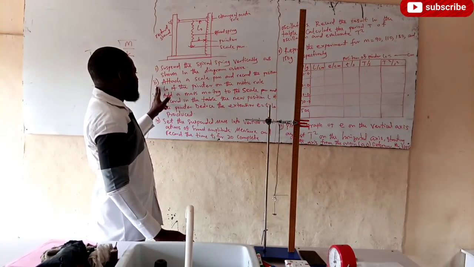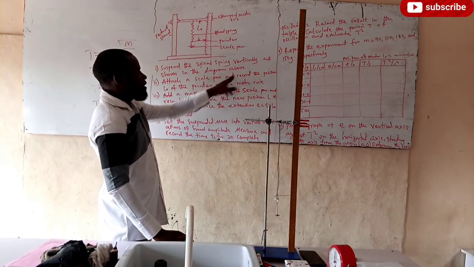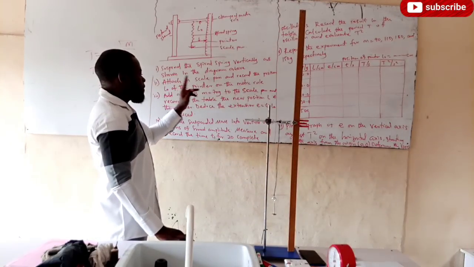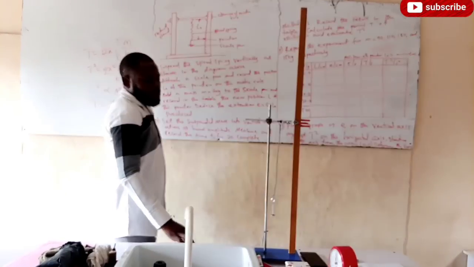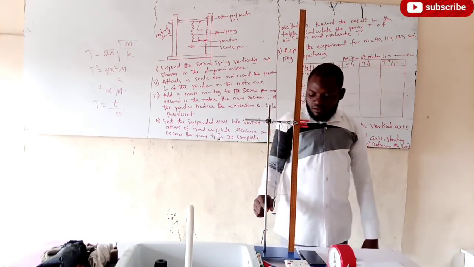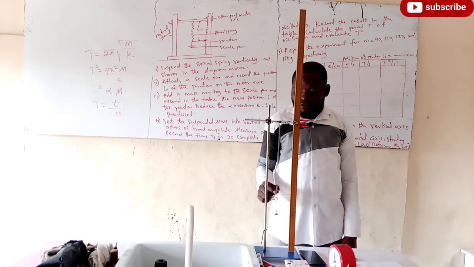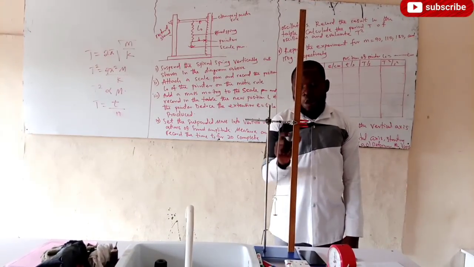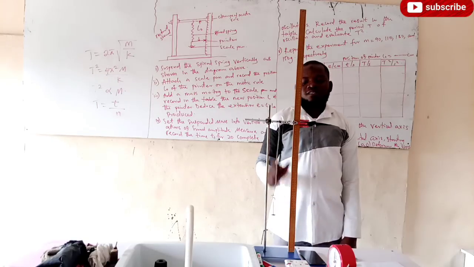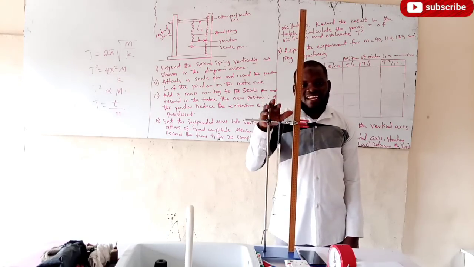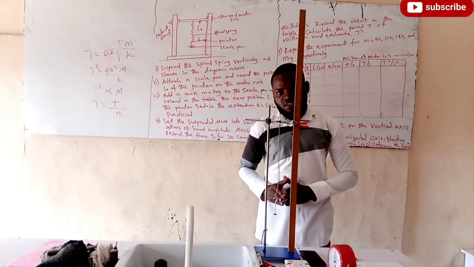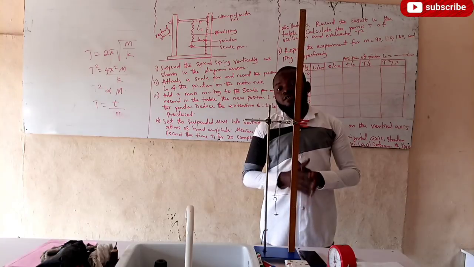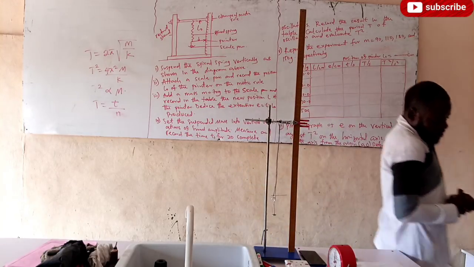Then the second instruction says, attach a scale pan and record the position L0 of the pointer on the meter rule. So now that I have attached the pan, I have to know what the position of the pointer would be on this meter rule. That will be my initial length, the natural length of the spring. Are we together now? Okay, let's quickly see that.